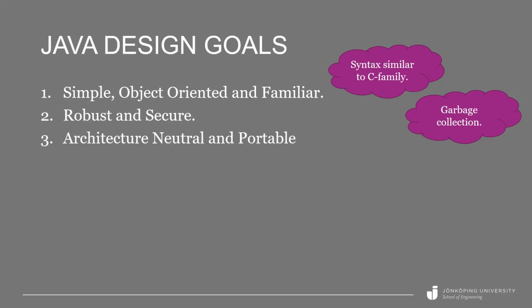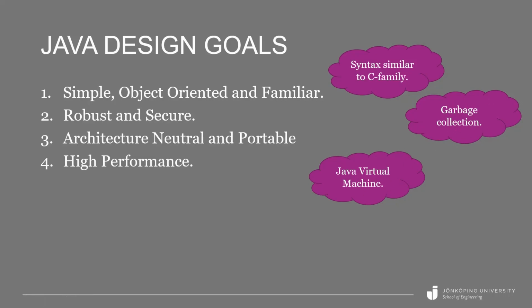A third design goal they had is that they wanted Java to be architecture neutral and portable, and as a result of this we have the Java virtual machine. So Java is not really just a programming language, it is an entire platform on which Java programs run. So I'll come back later and talk more about the garbage collector and the Java virtual machine. They also wanted Java to have high performance, and they wanted Java to be interpreted, threaded and dynamic.